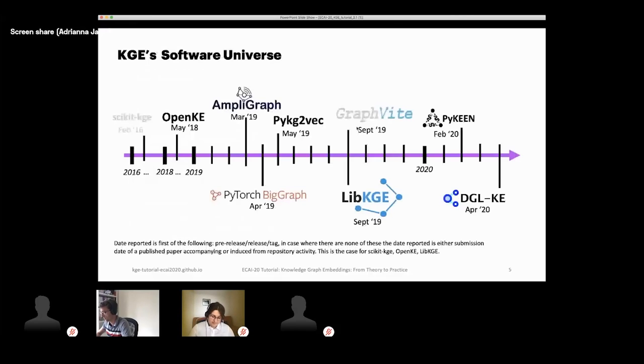So the last few years brought a lot of KG libraries, starting from 2016 with scikit-KG, published with the Holly paper, but currently this library is discontinued. And then we saw OpenKE in May 2018, and then after a long while, 2019 brought AmpliGraph, which was followed by PyTorch BigGraph, PyKG2Vec, LibKGE, and GraphVite, all in the same year.